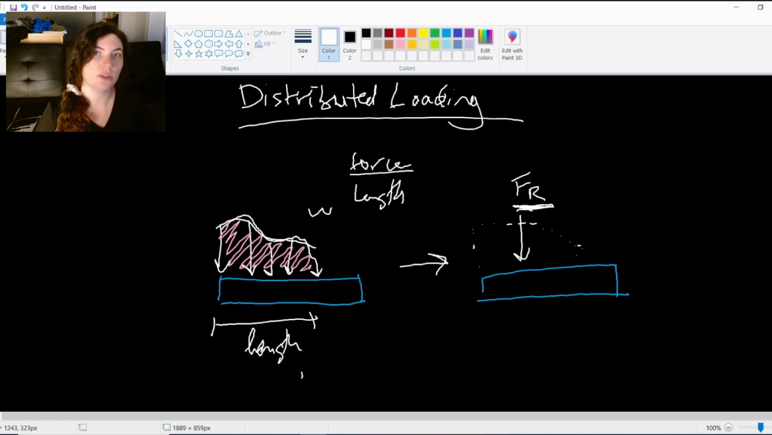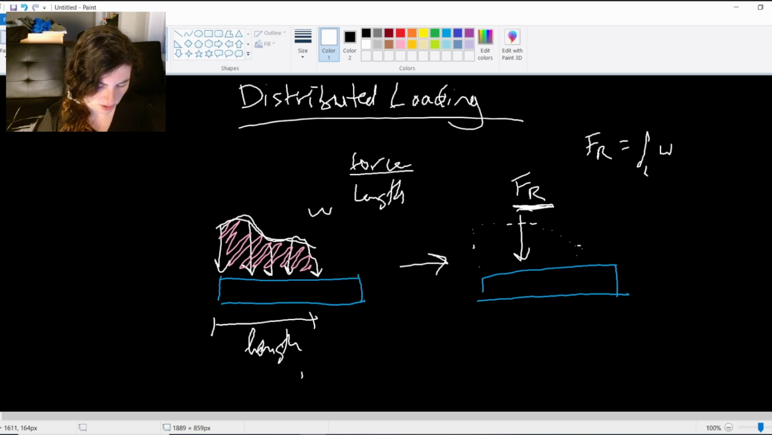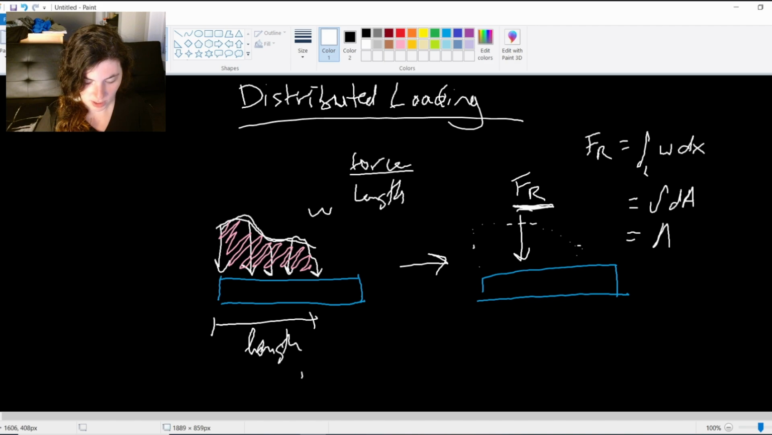So there is a calculus equation for this. To find the magnitude of this resultant force, we take the integral over the length of W dx. And if you're not given an equation, you're given just maybe, say, a rectangular loading, you can just say it's the integral of the area. All it is, is the area under the curve. That's how we find the resultant force. It's just the area of this shape that the loading has created.